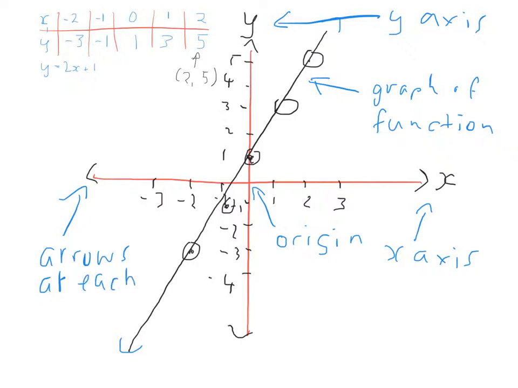arrows at each end of axes. That's probably enough information. Okay, that's what I mean by labelling your graph for your summary book with everything that you kind of need in it.